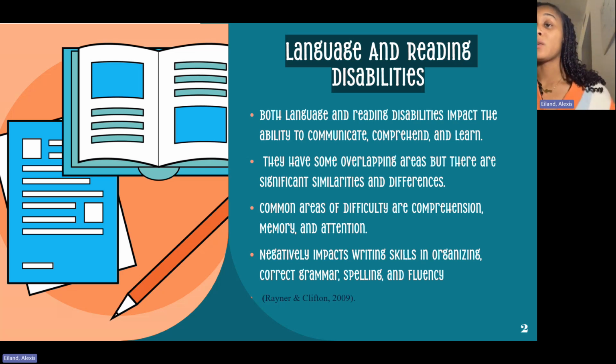So starting with defining language and reading disabilities. Both language and reading disabilities impact someone's ability to communicate, comprehend, and to learn. They do have some overlapping areas, but there are significant similarities and differences. Throughout this presentation, we will look at comparing and contrasting language versus reading disabilities, as well as some of their similarities. Some common areas of difficulty are comprehension, memory, and attention. Someone with these disabilities may also have a negative impact on their writing skills as it relates to organization, using correct grammar, spelling, and fluency.